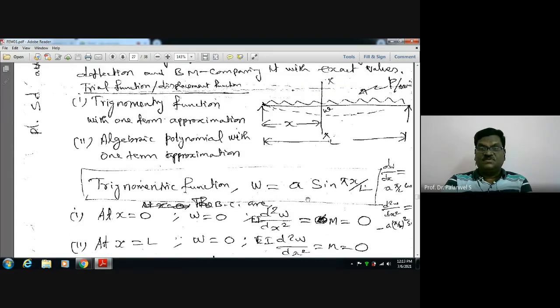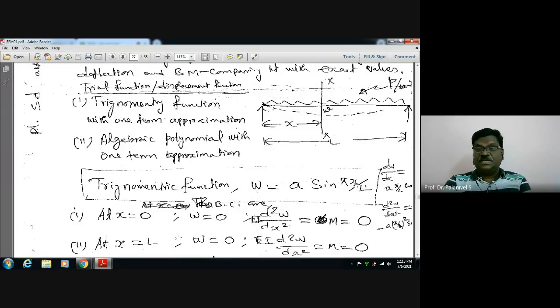Now, whether this chosen function satisfies the field variable. What is the field variable here? W. What is the value of this W at this point? 0. The field variable value here is 0. The field variable is also called the kinematic boundary condition, right? That is a different question from this one. This chosen function satisfies the field variable.